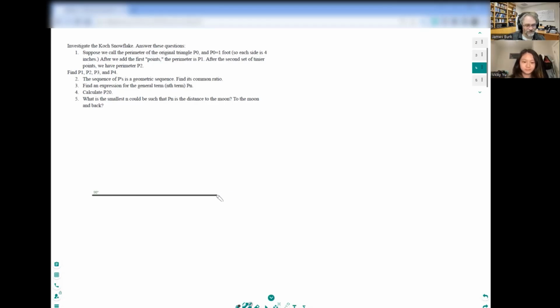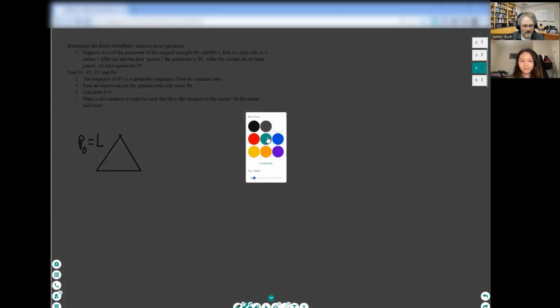Now, can you see the paper okay? Yes. Okay. So it wants you to start off by looking at an equilateral triangle, and it's telling you that the distance here is going to be a value of 1. It really doesn't matter. Here's our triangle. Instead of saying 1 foot, I'm just going to scale it. I'm going to say the perimeter, which I'm going to designate P naught, is L. So it might be 1 foot, 2 feet, 3 feet. It's kind of an arbitrary measurement.